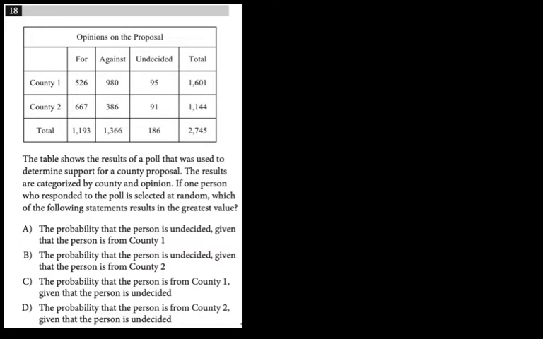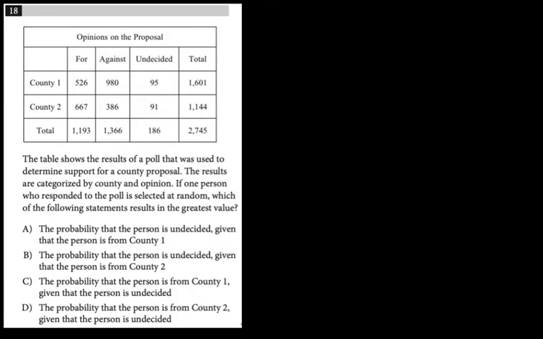All right, next up. The table shows the results of a poll that was used to determine support for a county proposal. So this just has a lot of words. The results are categorized by county and opinion. If one person who responded to the poll is selected at random, which of the following statements results in the greatest value? This is a question that I hate because you basically have to go through the answer choices.